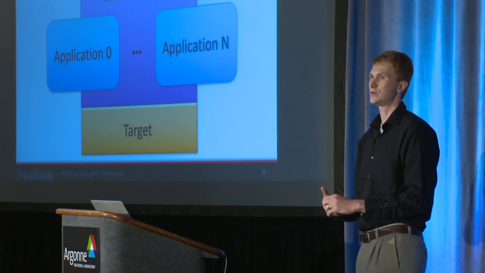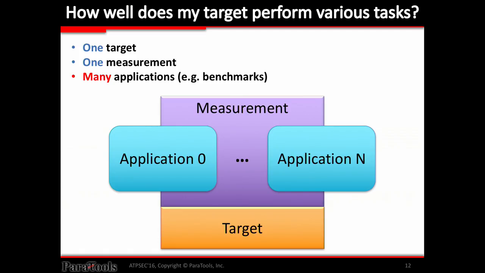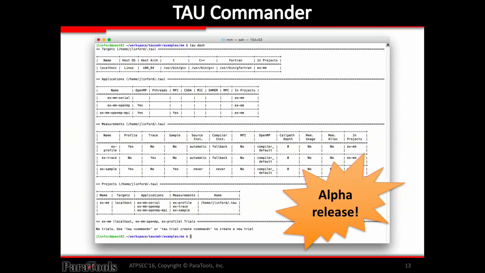This would be relevant to benchmarking or purchasing efforts, right? You have to figure out which computer I should be using for a wide workload. Well, hold your measurement and your target constant, and vary the applications. So this tool, Tau Commander, is installed on Mira and Vesta and Cetus.